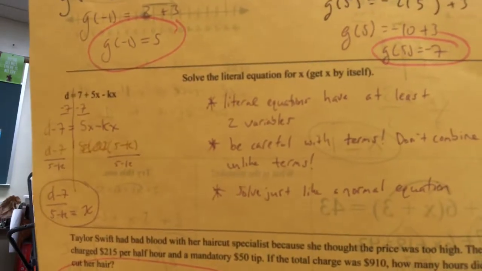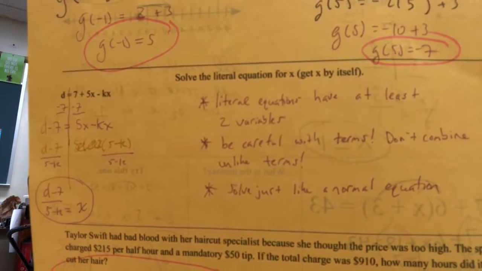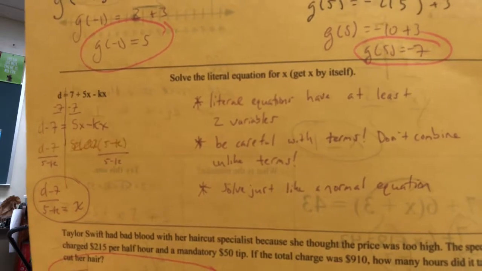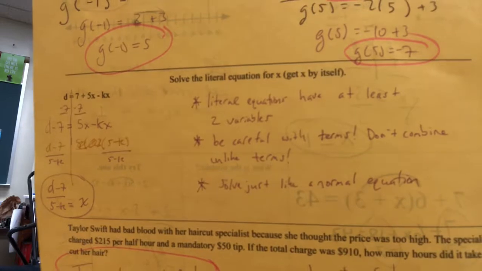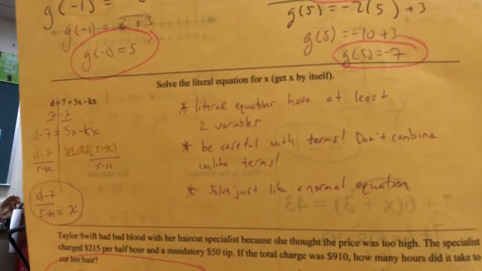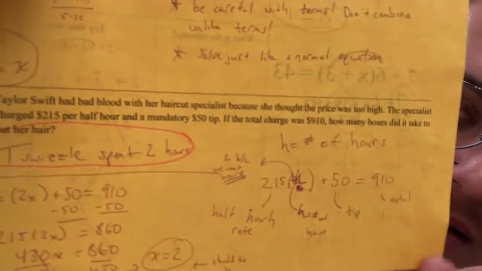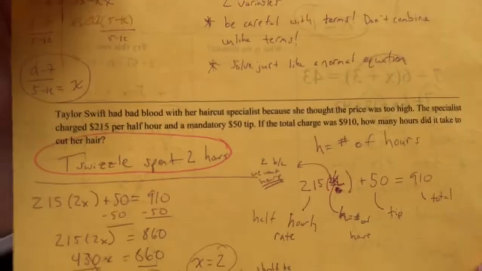This one was kind of weird. We had to factor out an x from the right-hand side. Basically, we reversed the distributive property, and then we solved from there. And it's a weird answer, but this is really good for science applications and when you are trying to use different formulas. And then lastly, we had T-Swizzle.